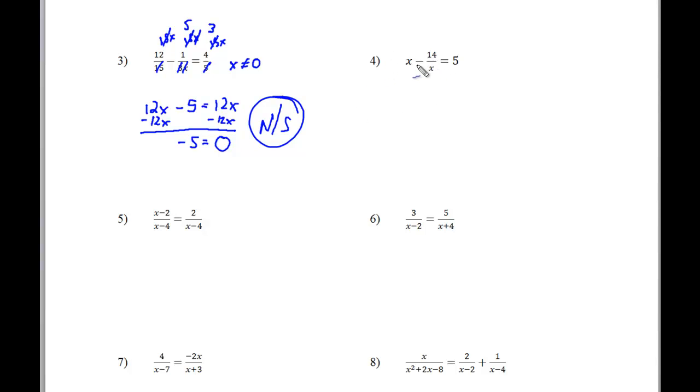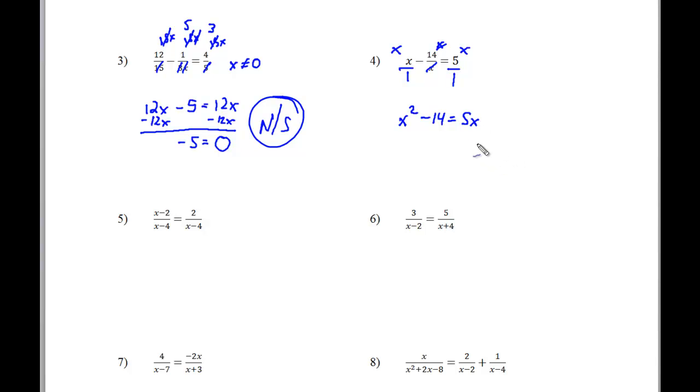So looking at this here, what is the common denominator of nothing, x, and nothing? These denominators are actually not nothing, they're actually over 1. And so the common denominator of 1, x, and 1 is just x. So we're going to multiply this by x, and this by x. This is the only simplification that happens. So what you have here is x squared minus 14 is equal to 5x.